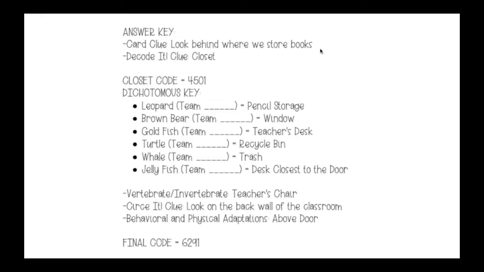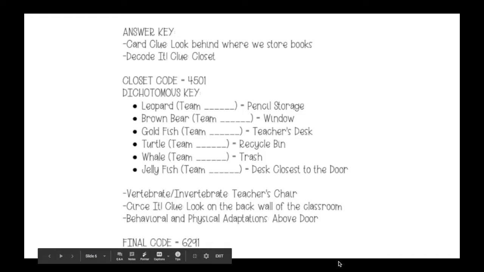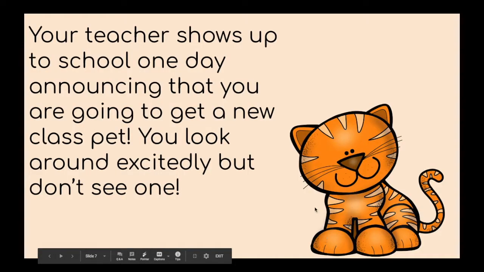So the first clue is the card clue. It's going to go to where we store books. Then the next is a Dakota clue, which leads to the closet, and so on and so on. This is the first screen that your students are going to see, hopefully, on their Google Classroom when you assign it to them.